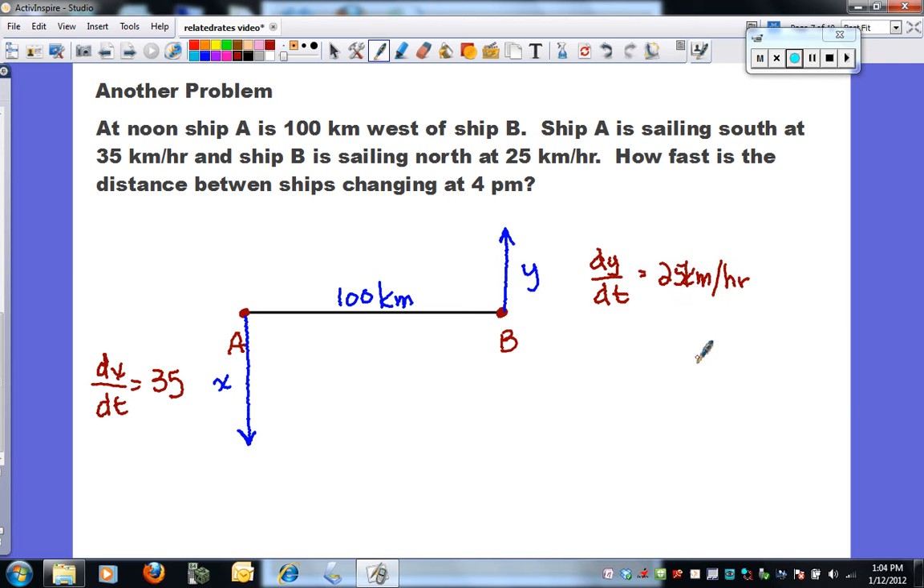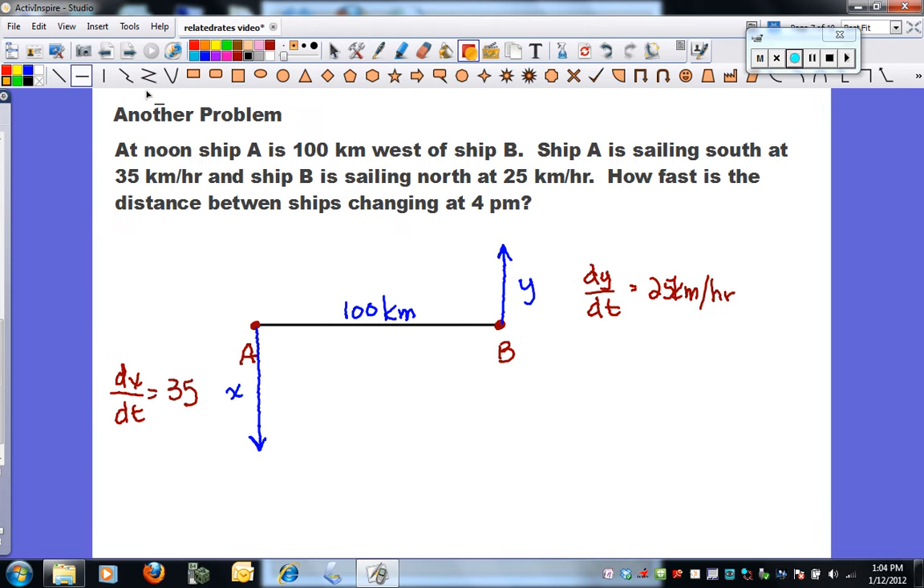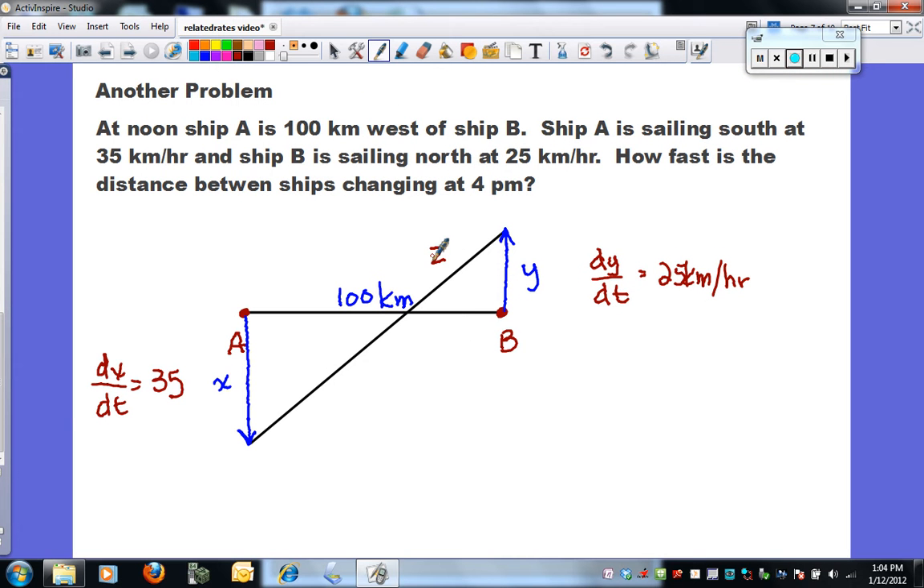Now, how are we going to find this distance? That's from here, as you'll see, this distance from here to there. We'll call it z. How is it changing? This whole distance, that's z, from the tip of where Ship A is to where Ship B is.